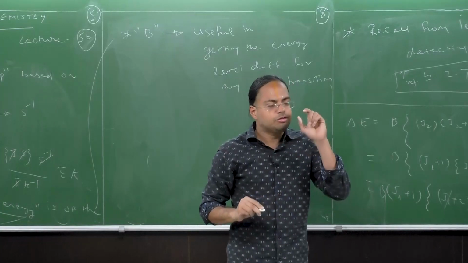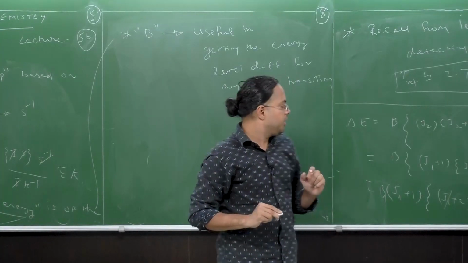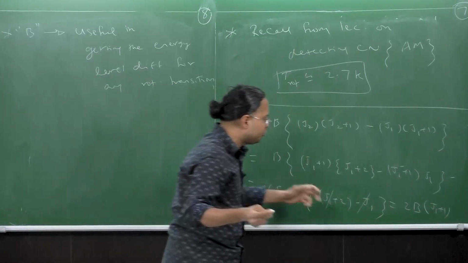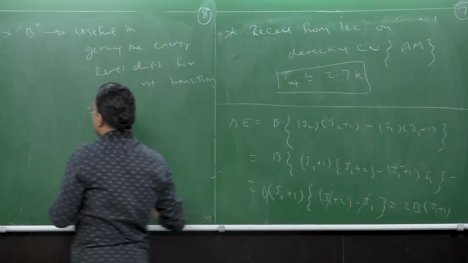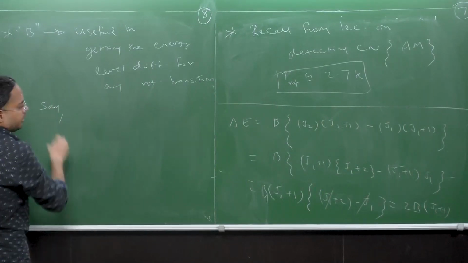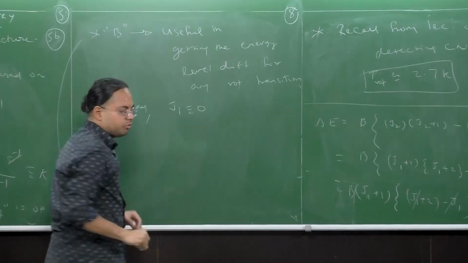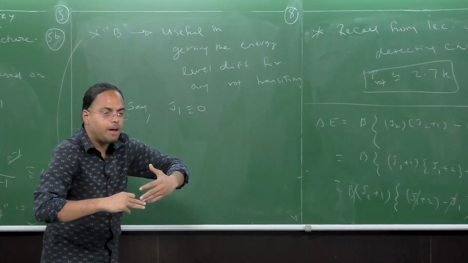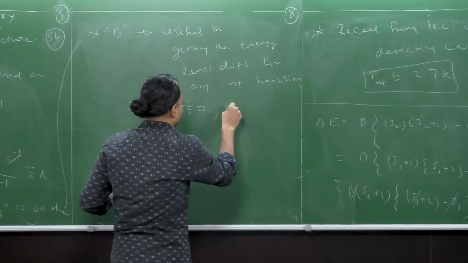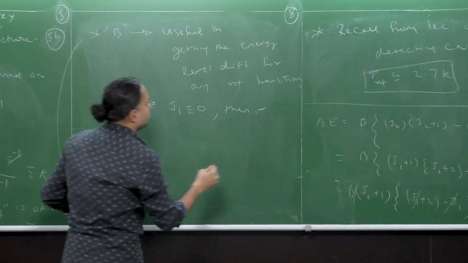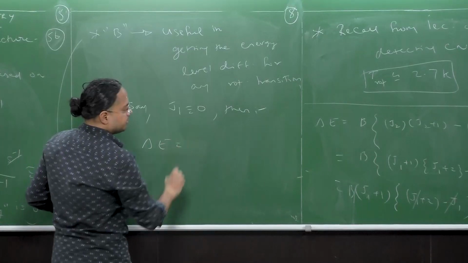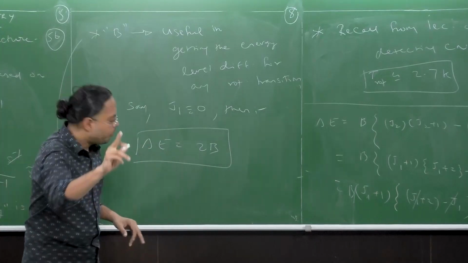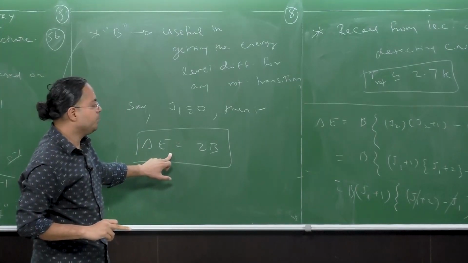Now this is going to be particularly useful because let us say that my J1 corresponds to 0. In other words, I'm starting from the ground rotational state. Say that all my transitions are happening from the ground rotational state. Then what I'll be getting is that my delta E is nothing but 2B. All right. So please note this point. My delta E is going to be 2B.